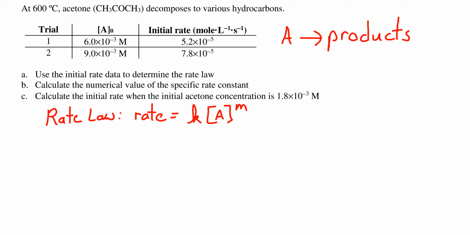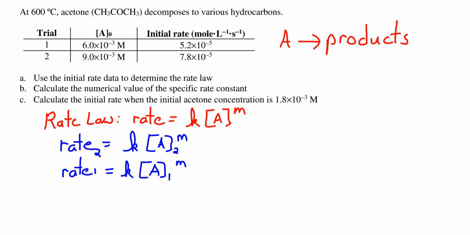The rate law is that the rate is equal to K times the concentration of acetone raised to some power. What we're trying to do is determine what this value of M is. We've applied the rate law to each of these trials. The rate of trial 2 is going to be equal to K times the concentration of acetone in trial 2 raised to the M power. And the rate of trial 1 is going to be K times the concentration of A of trial 1, also raised to the M power.